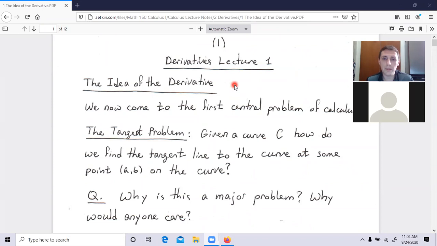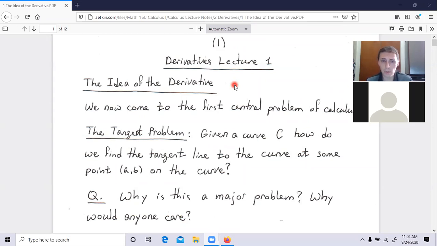So the first problem is called the tangent line problem, and it consists in the following. Given a curve, C, how do we find the tangent line to the curve at some point (a, b) on the curve? And my first question, let's see, what would you say?